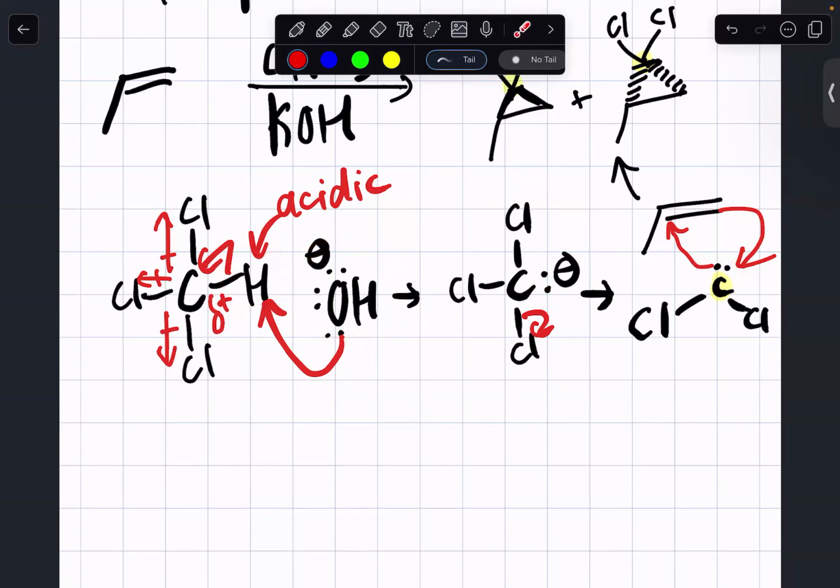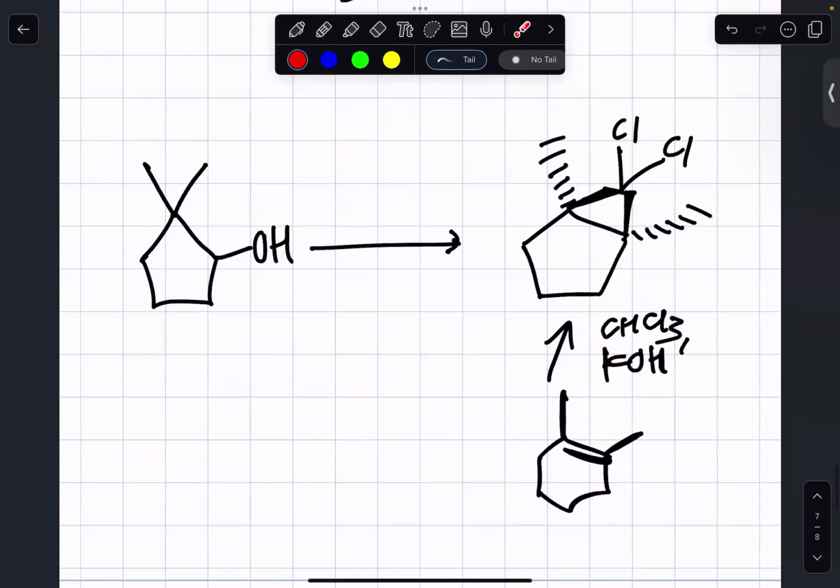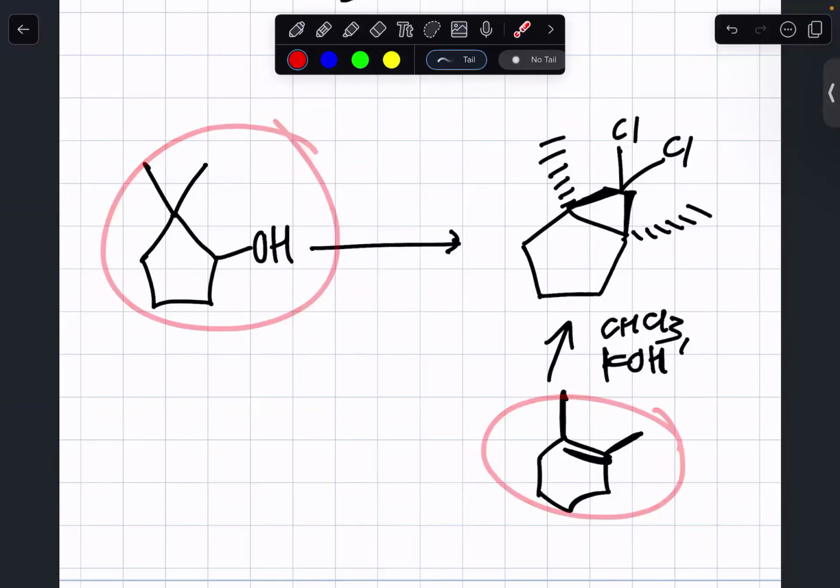Oh, okay. Thank you. Yeah. So far, these are like two-step synthesis problems, but we'll build up the difficulty after this here. How can we create this double bond from this alcohol here?